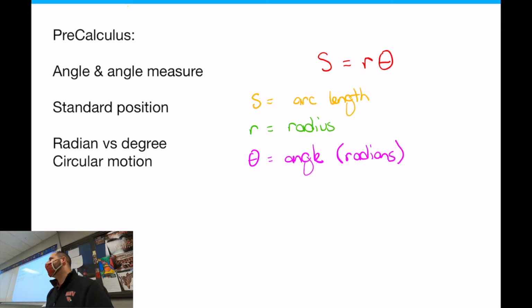I have three problems I've picked from the textbook that I want to go through. There is a clock problem. There is a globe problem where it's an actual real-world problem. And then there's a problem where we're dealing with a Ferris wheel or something spinning, like a car tire or something like that. So we'll work with each type.